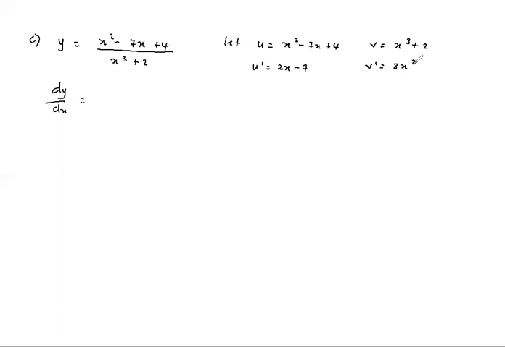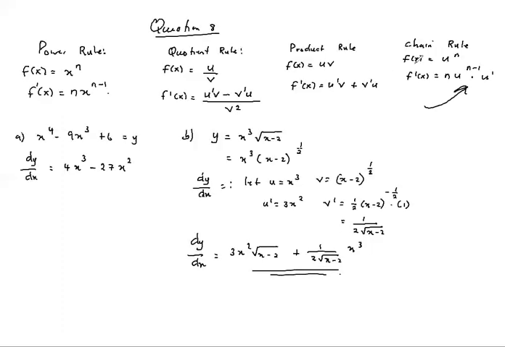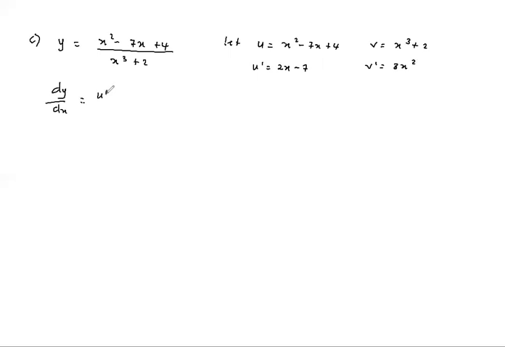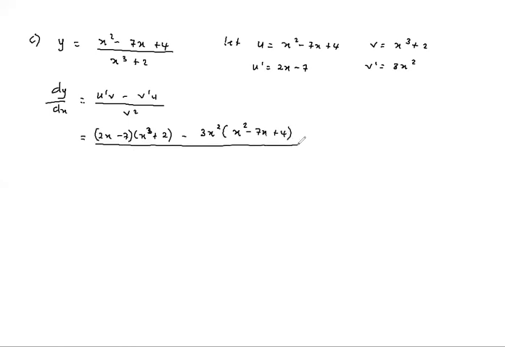Then from there, we need u prime v. Remember, the quotient rule, we need u prime v minus v prime u over v squared. And that is: u prime is 2x minus 7, v is x³ plus 2, minus v prime is 3x squared and u is x squared minus 7x plus 4, over v squared, which is (x³ plus 2) squared. Sometimes it's not even important to simplify.